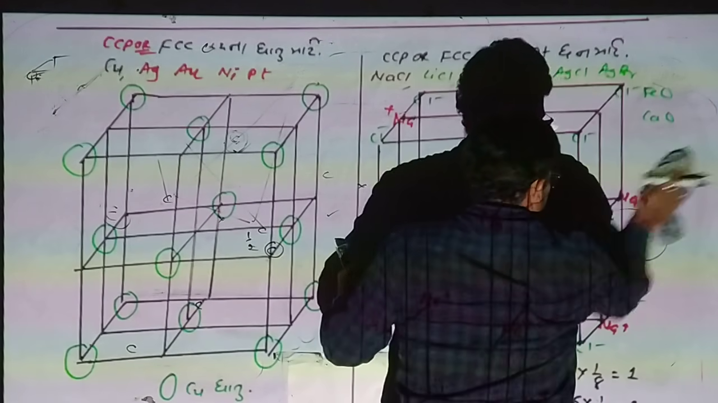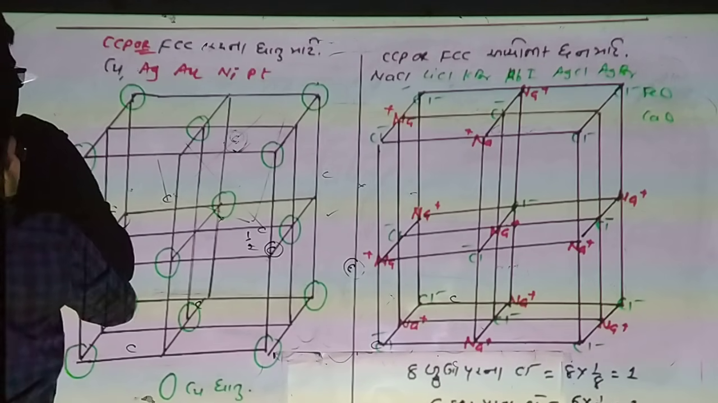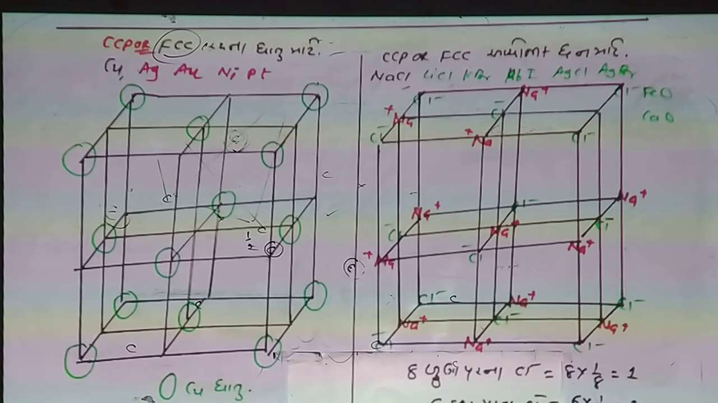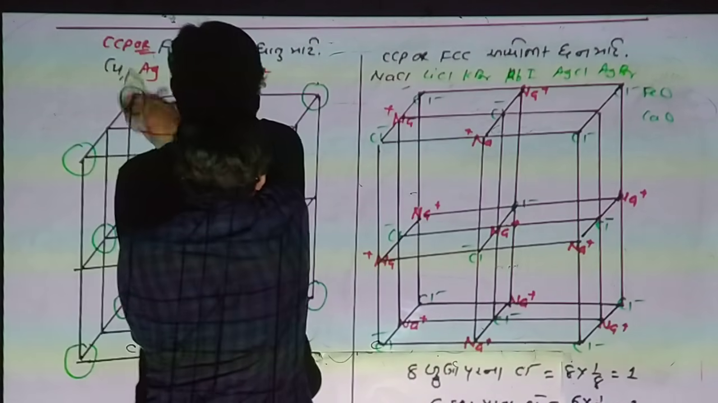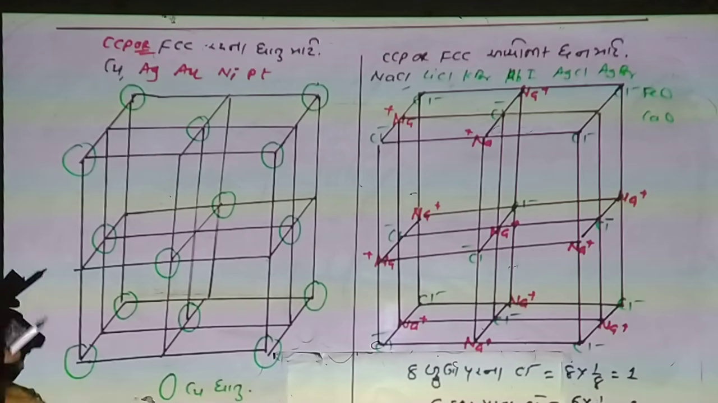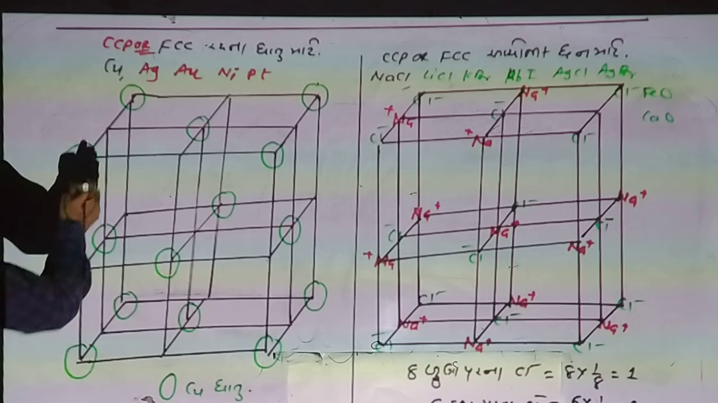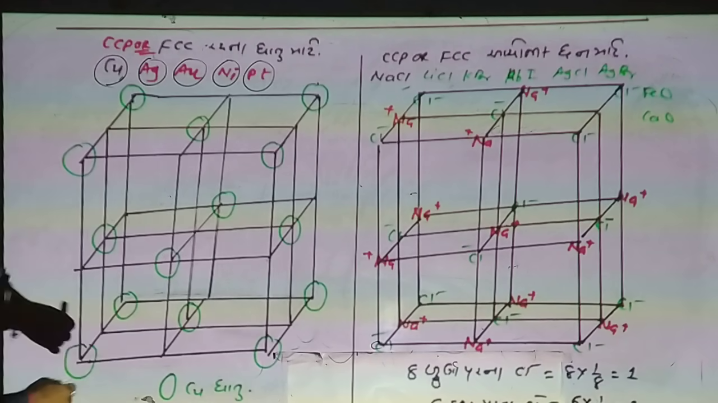Now we are comparing the metallic structure and the ionic structure of FCC. Here a comparison is given between the ionic structure and the metallic structure in FCC. Some metals possess an FCC structure or CCP. So which metals possess this structure? Copper, silver, iron, nickel and platinum have an FCC structure.